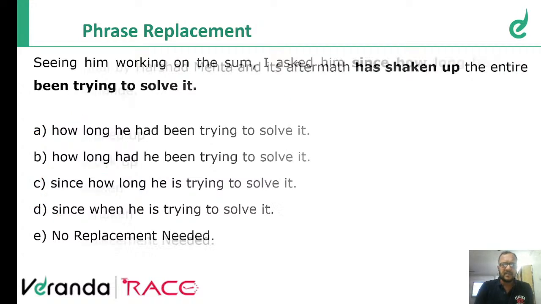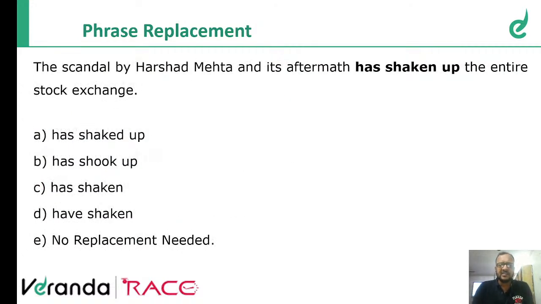Okay. Next question. The scandal by Harshad Mehta and its aftermath have shaken. See, the scandal and its aftermath. Aftermath means outcome, the result after something has happened. So the scandal by Harshad Mehta and its aftermath have shaken the entire stock exchange. This will be the correct answer. It should be have because it talks about two entities. Fine. Next question.